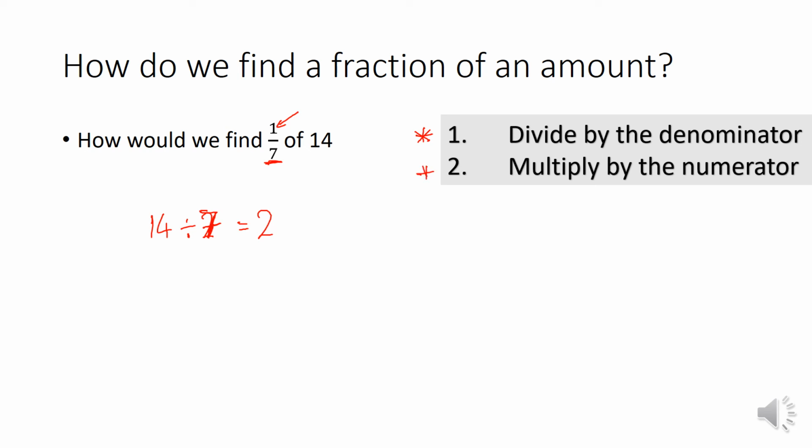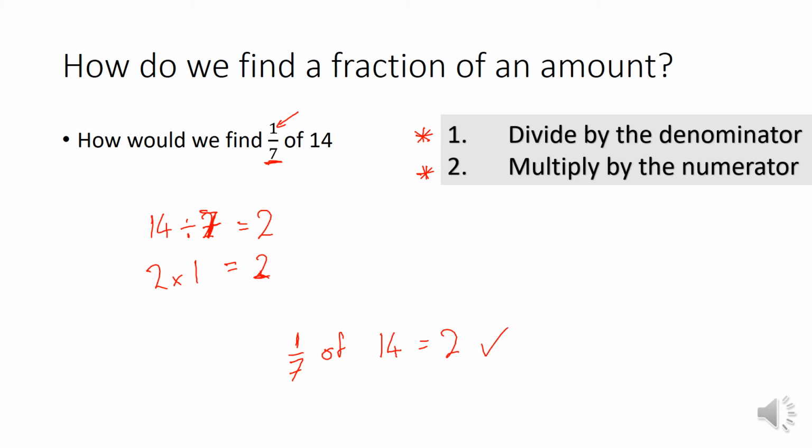Now, normally what we'd do is we'd multiply by the numerator. So we'd do 2 times 1. But that just gives us 2. So we've got our same answer, and this is our final answer. 1/7 of 14 is 2.